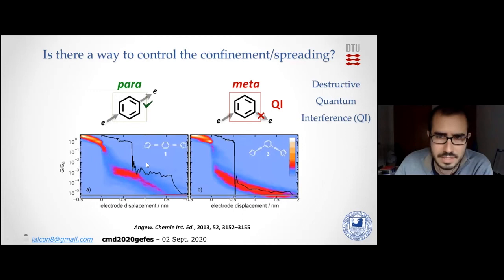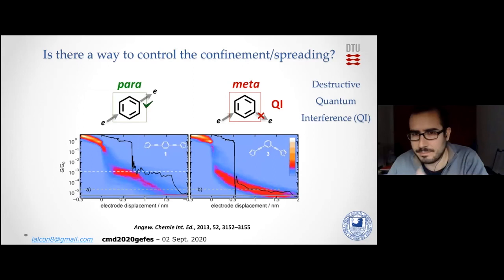Here you have one where they designed these two molecules, where you can see that the parts of the molecule that attach to the electrodes are in the para configuration and meta configuration. And you can see the transmissions that they get for the two cases: the one in meta is almost 100 times lower than the para connected benzene ring. So it really makes an effect.